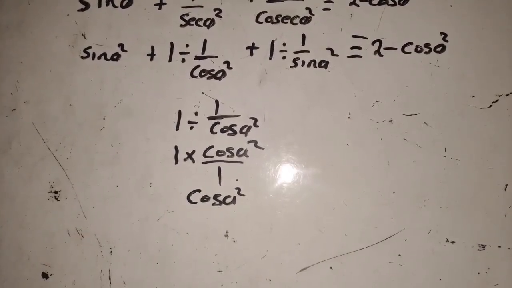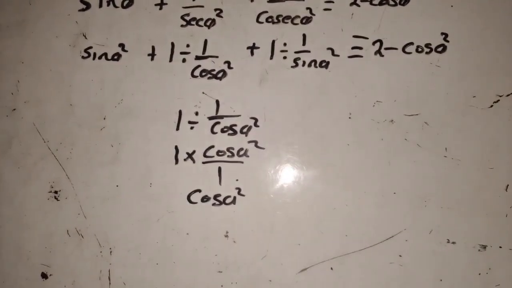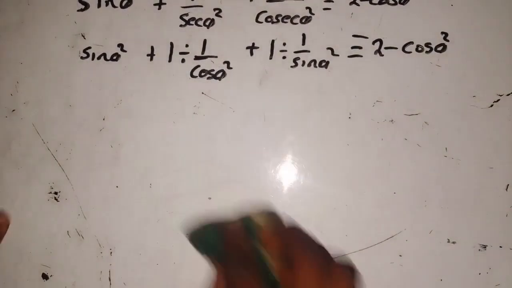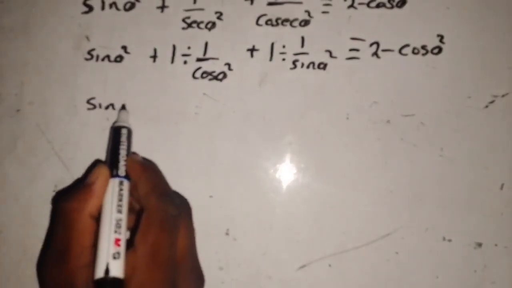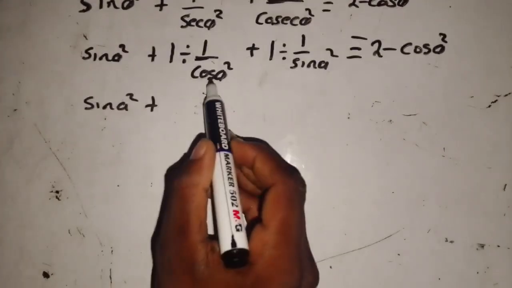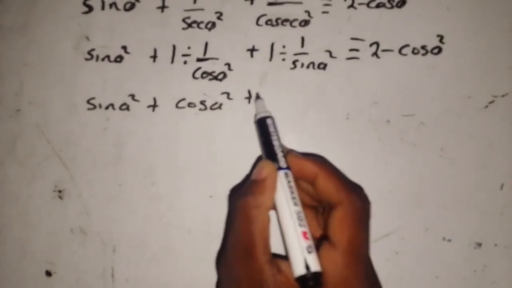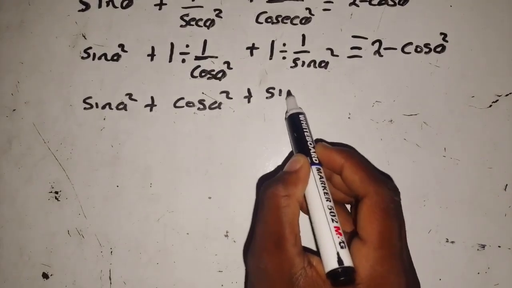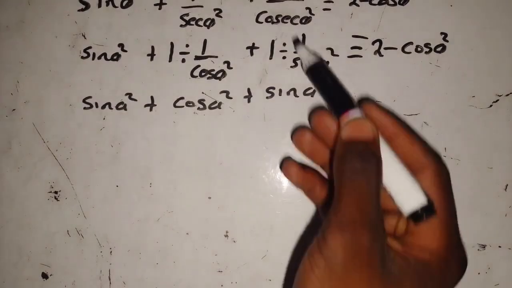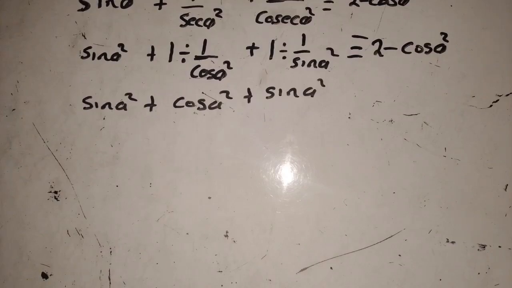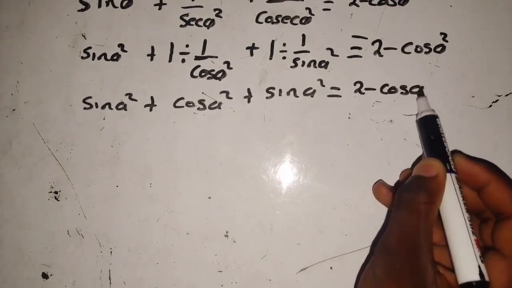We know these things, so no need of being confused. Let's create some space and begin. We now have sine theta squared plus, when we do the calculation, cos theta squared, as I've explained, plus, even here when you do the calculation, we're going to have sine theta squared, because this division sign changes into a multiplication sign, so this will come on top and the numerator will go down. It's equivalent to 2 minus cos theta squared.